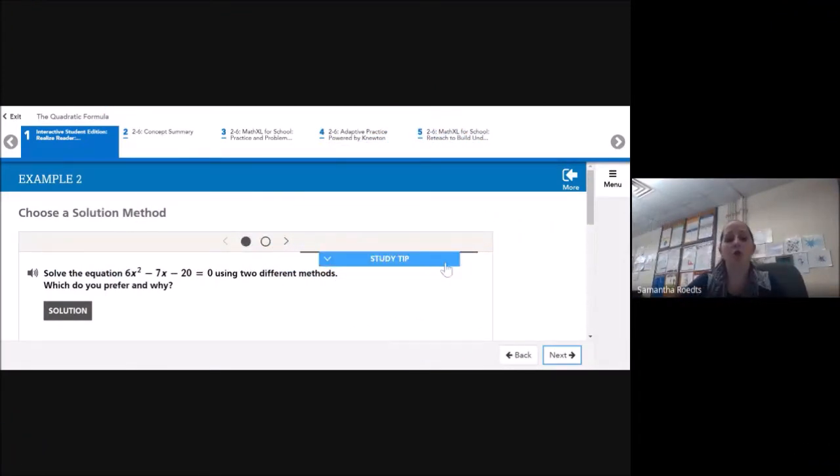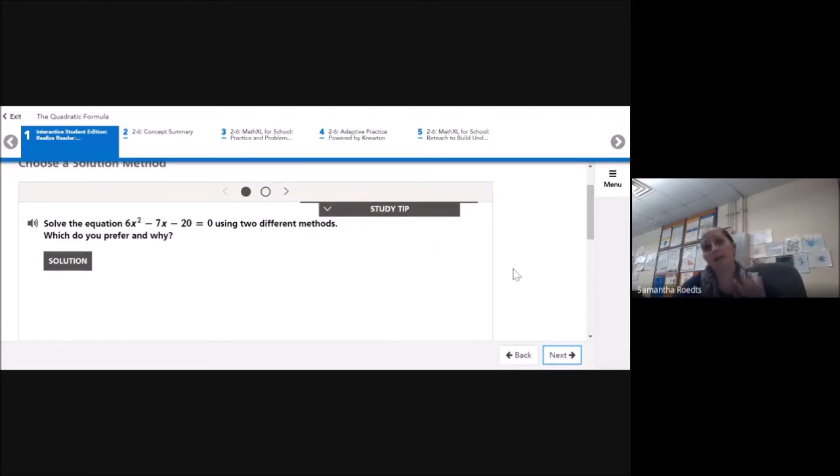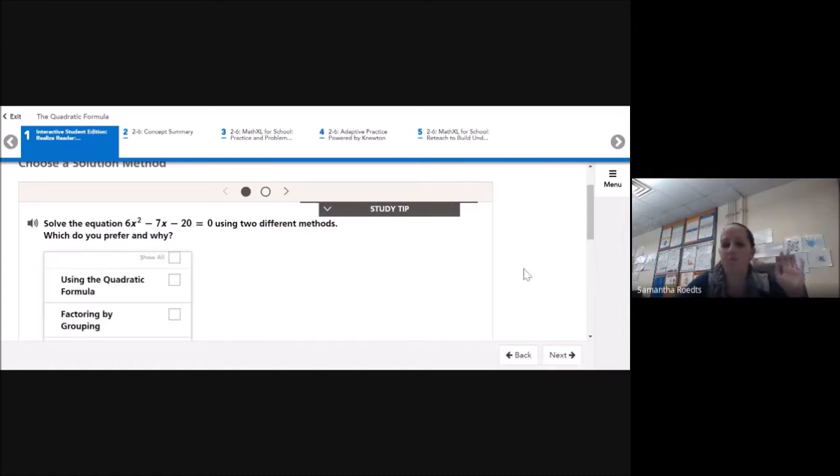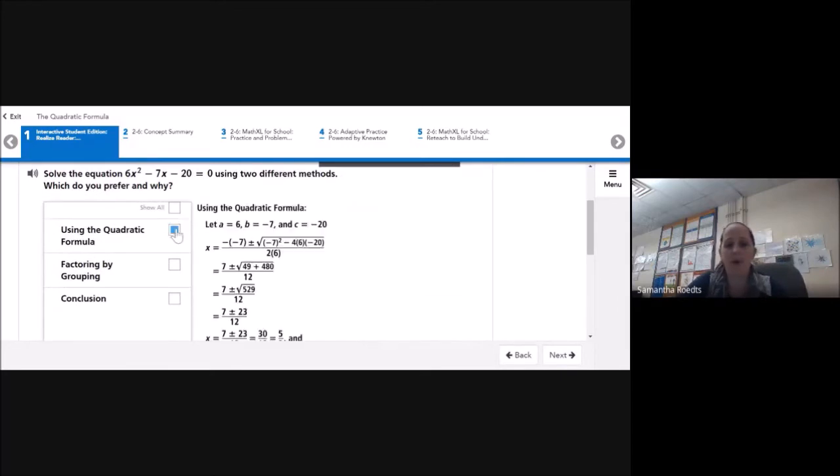All right, example 2, choose a solution method. So I'm going to solve the equation 6x squared minus 7x minus 20 equals 0 using 2 different methods. Which do you prefer and why? Realistically, whichever method that you prefer is completely up to you. I personally prefer the quadratic method because it makes my life slightly easier and I don't have to deal with completing the square, which I kind of find annoying. Personal preference. If you want to use completing the square and you like completing the square, please use completing the square. Doesn't matter.